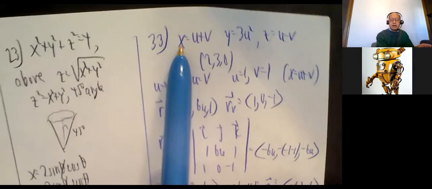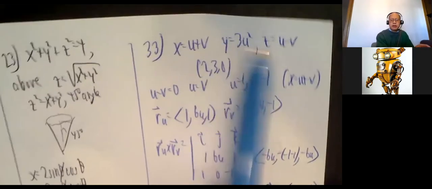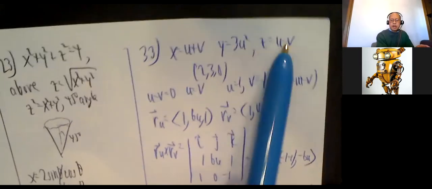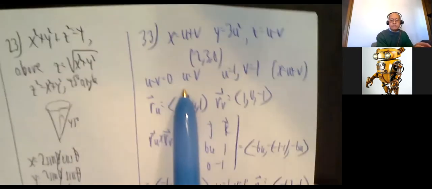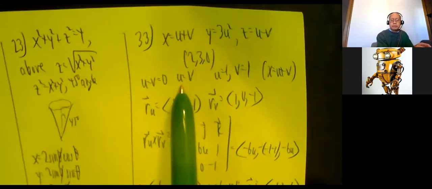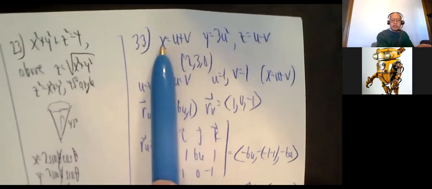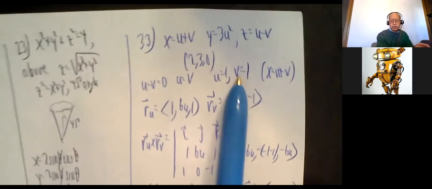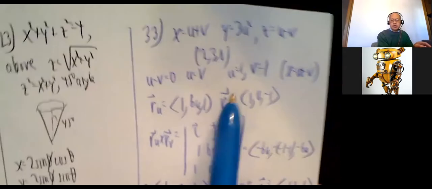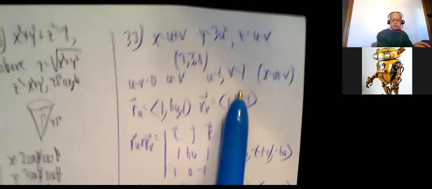So that means 2 goes here, 3 goes here, 0 goes here. If we put a 0 here, u minus v is 0, that means u equals v. They're the same, but x is 2. So if x is 2 and u and v are the same, they both have to be 1. Okay, so there it is, u equals 1, v equals 1.